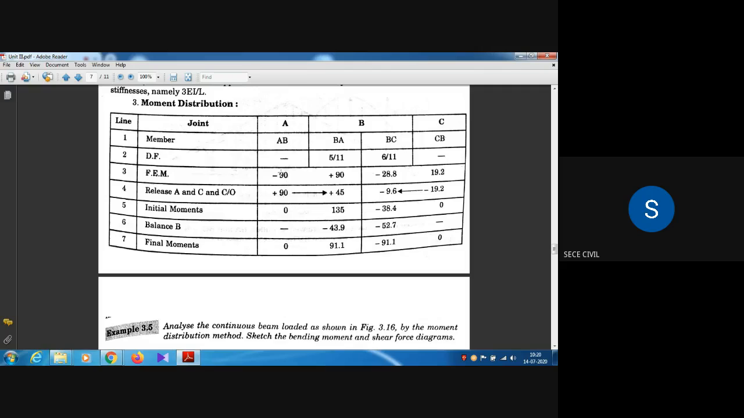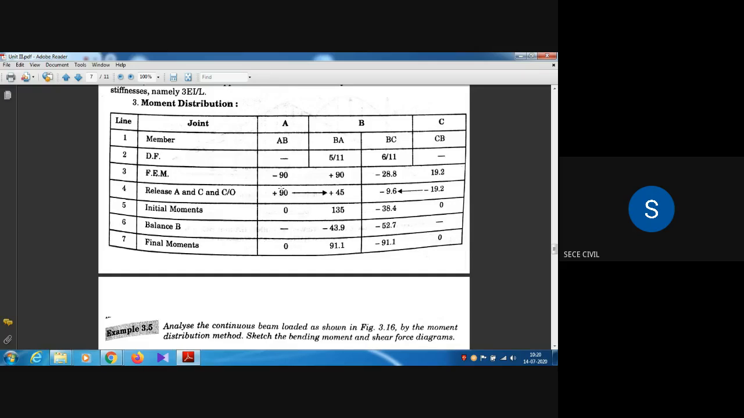How can we release the moment? Releasing means we have to make zero moment at point A. That is what we are doing. How to make zero moment? We are having a minus 90 kilonewton meter anti-clockwise moment, so we are applying a clockwise moment of plus 90. So it will be nullified.